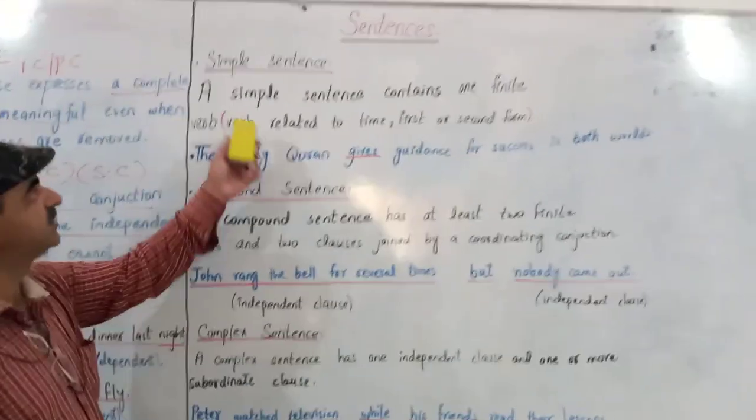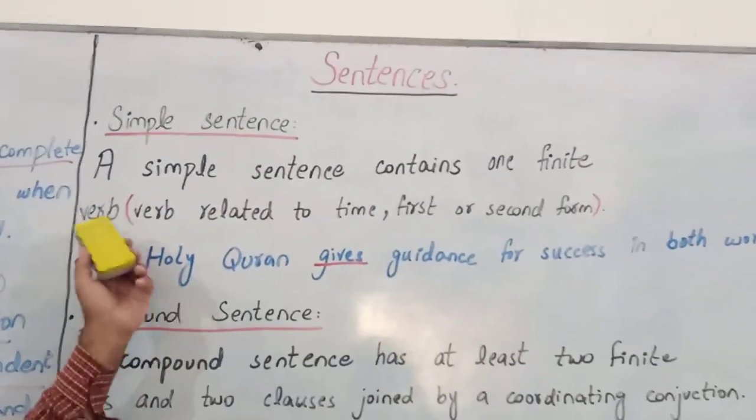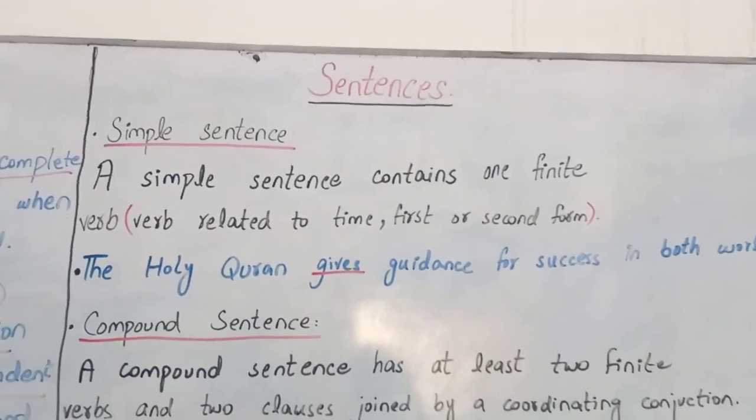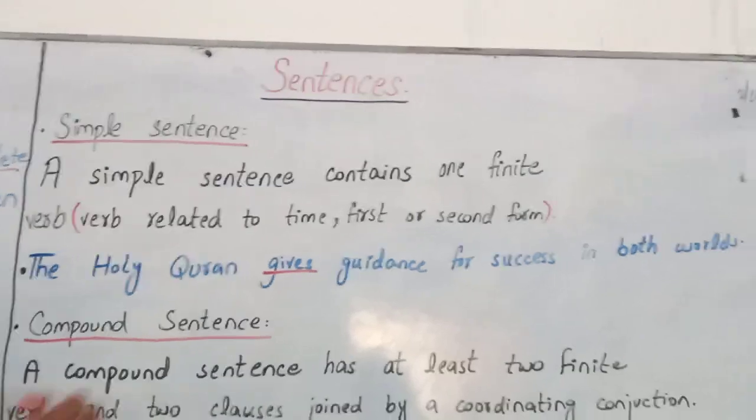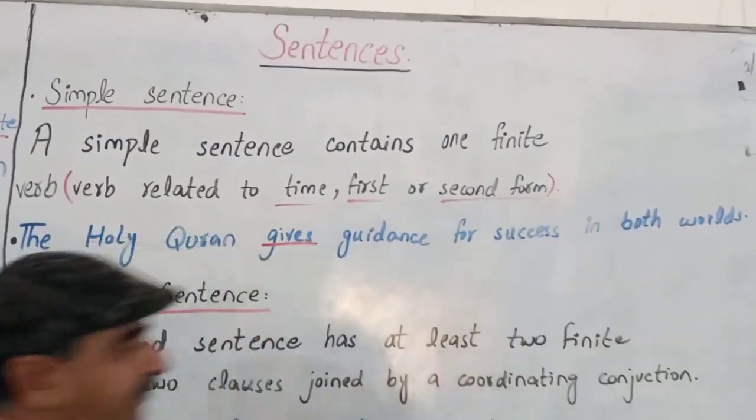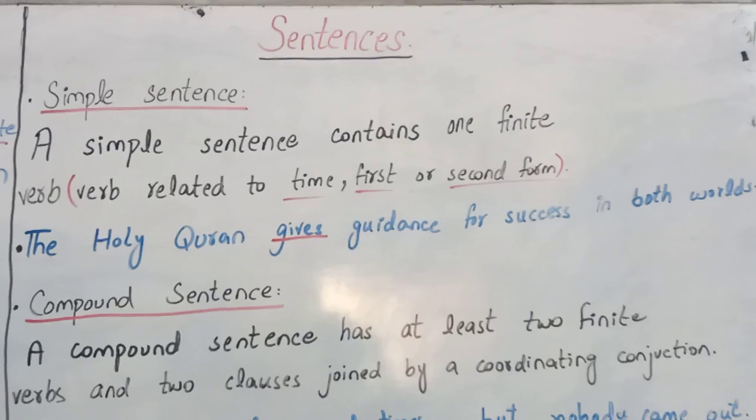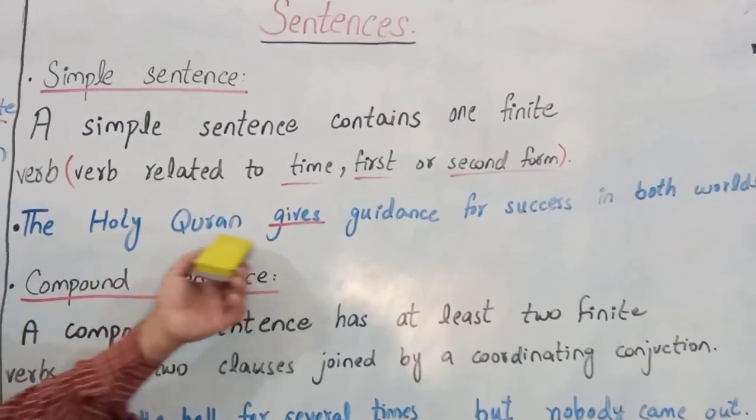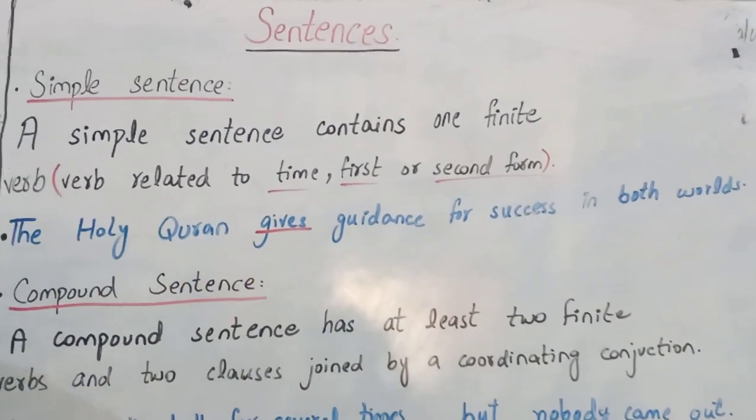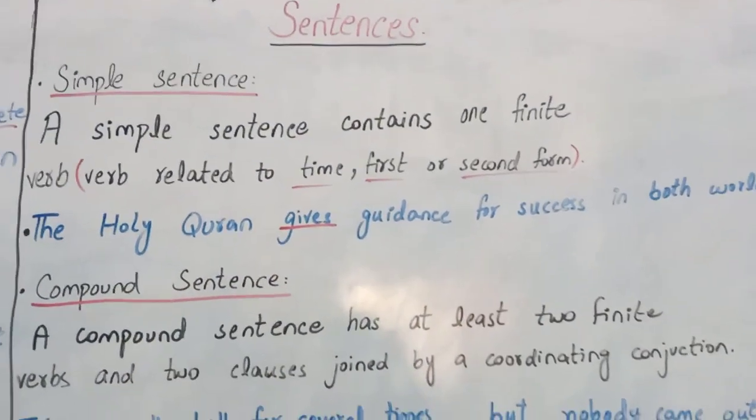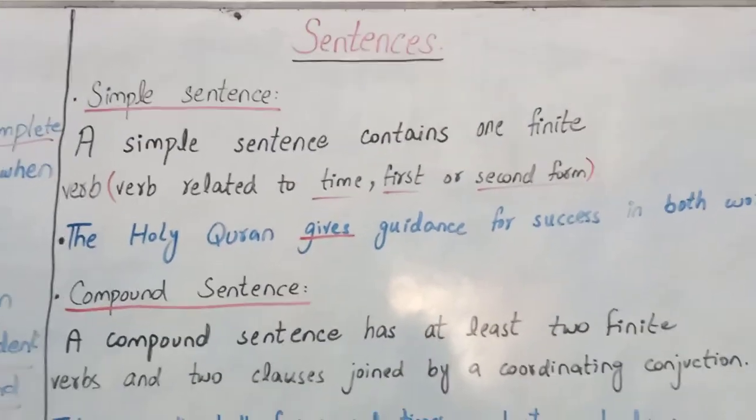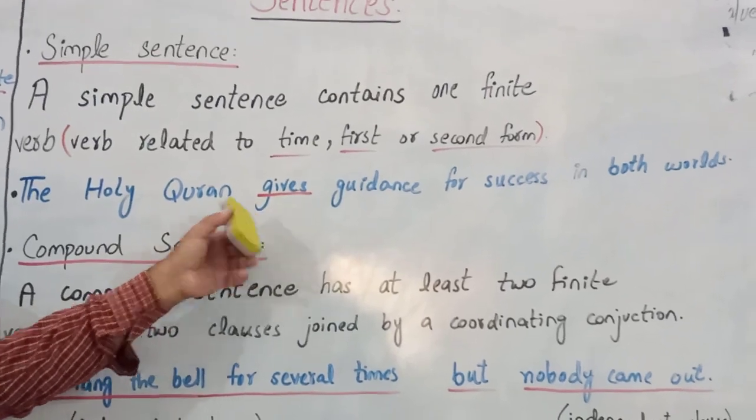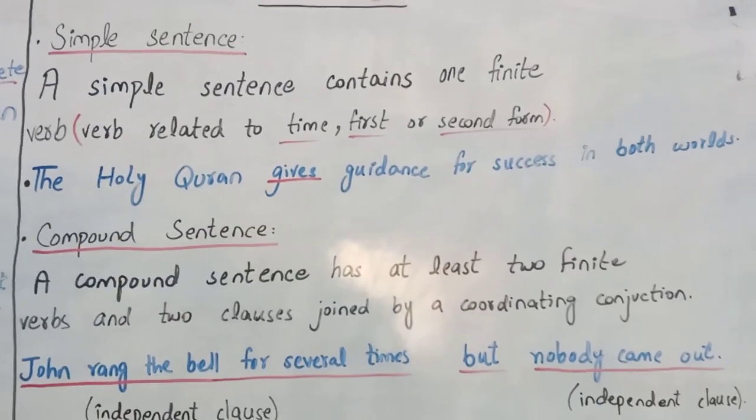Next one, simple sentence. A simple sentence contains one finite verb. What is a finite verb? That is related to time. A finite verb has a first form and a second form, and it is related to time. For example, the Holy Quran gives guidance for success. So gives is the present form. What is the second form of give? Gave. Third form? Given. That's the reason it is a finite verb. And if there is one finite verb in a sentence, it means it's a simple sentence.